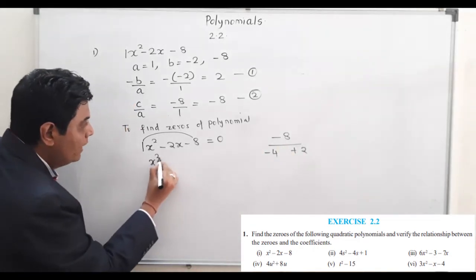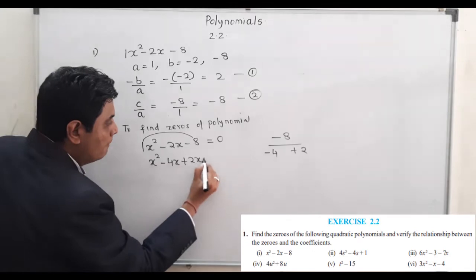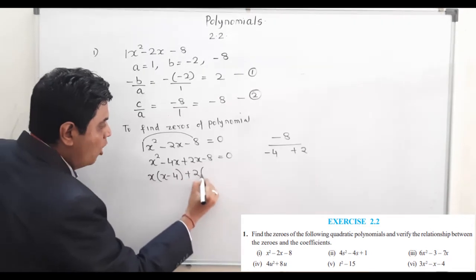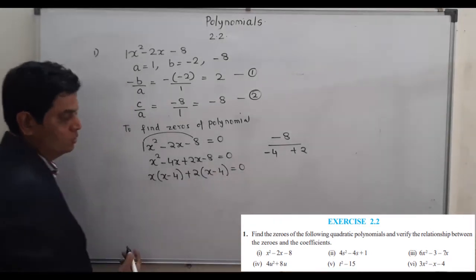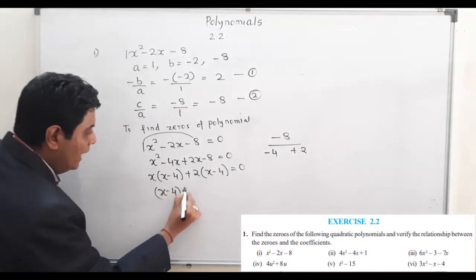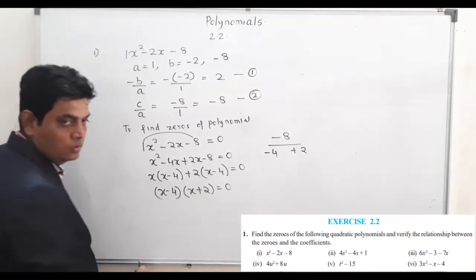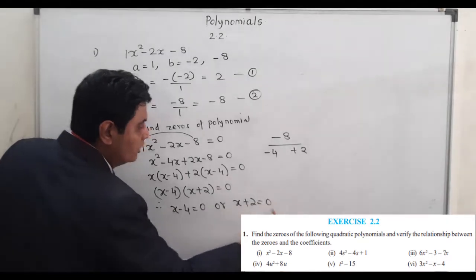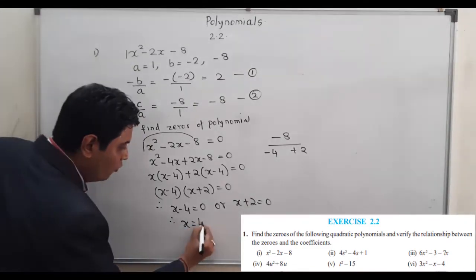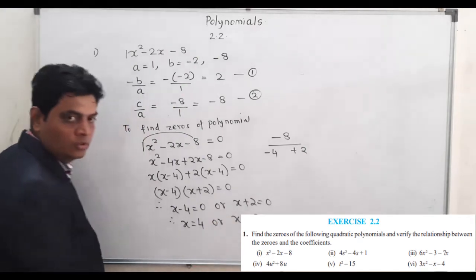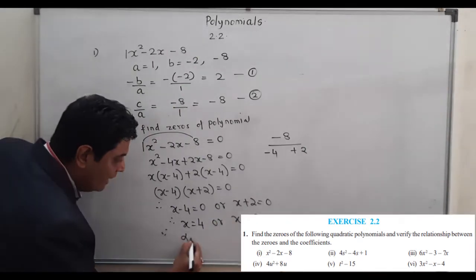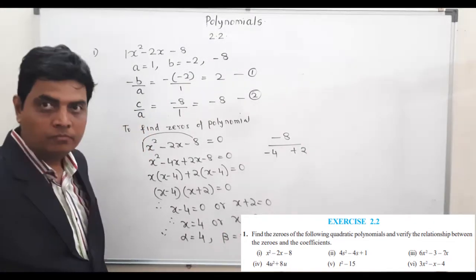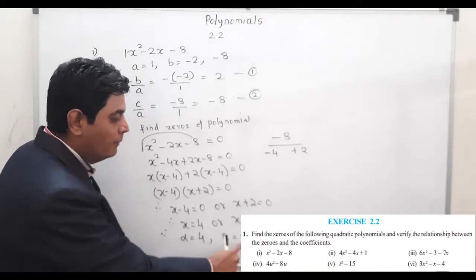So here you get x square minus 4x plus 2x minus 8 is equal to 0. I take x common, x into x minus 4, plus 2 common, x minus 4, equal to 0. Therefore x minus 4 into x plus 2 is equal to 0. Therefore x minus 4 equal to 0 or x plus 2 is equal to 0. Therefore x is equal to 4 or x is equal to minus 2. Therefore my alpha is equal to 4 and beta is equal to minus 2. So I get the values.